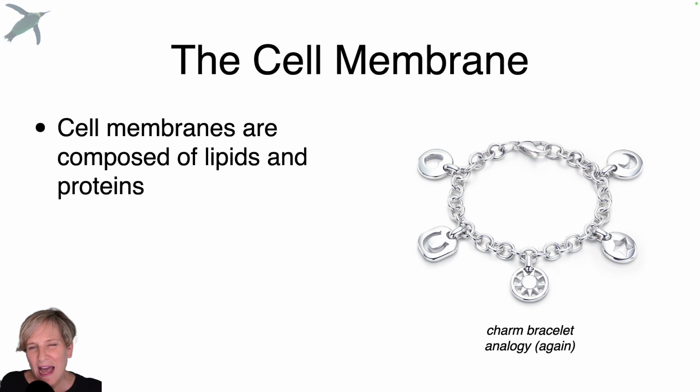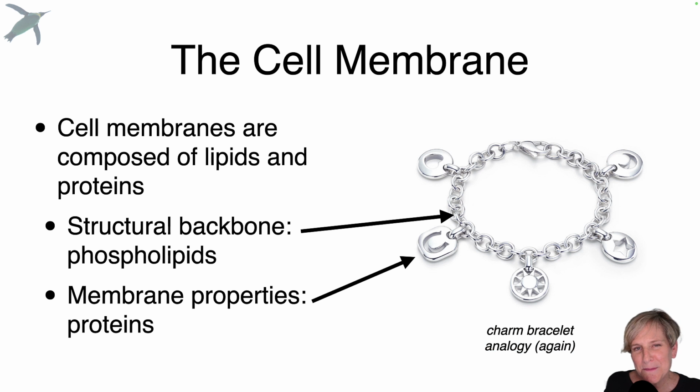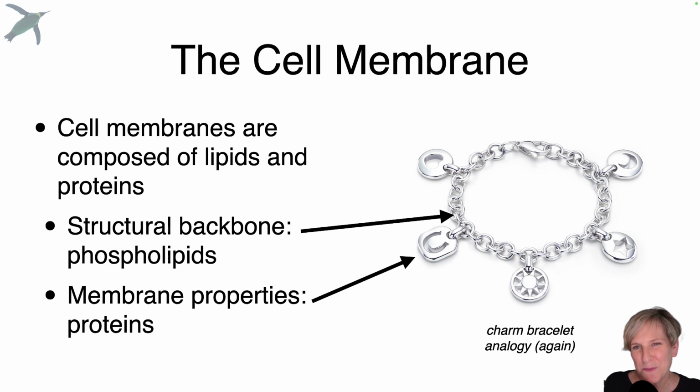So first of all, how are they built? They're built from some pretty amazing molecules, mainly lipids and proteins. So yes, charm bracelet analogy. Again, the structural backbone is phospholipids in this case. We're going to look at those first. And then embedded in the membrane, or kind of what makes the membrane special and why a bone cell membrane is different from a red blood cell membrane, will be proteins. The proteins embedded in the membrane.